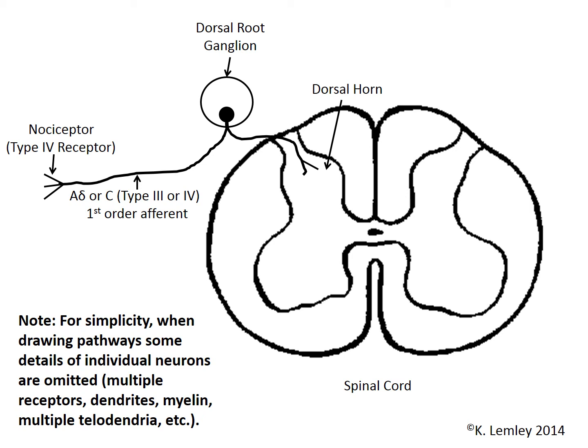It's a pseudounipolar neuron, so we can see that the cell body is elevated off of the central and peripheral processes. And that soma is located in the dorsal root ganglion. The central process then enters the spinal cord and goes to the dorsal horn.